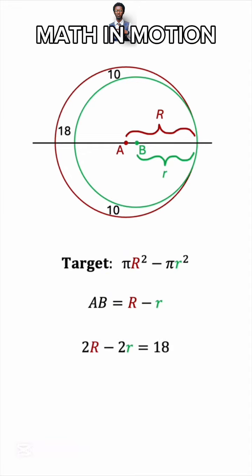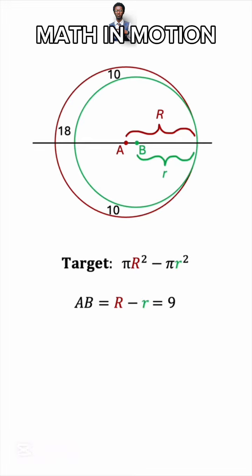So 2 big R minus 2 small r should be equal to 18. Now everything is divisible by 2, so let's simplify this a little bit, and that'll give us big R minus small r equals 9. And this is precisely the length of the line segment AB. Okay, so we know that the two centers are 9 units apart. This is the first equation.